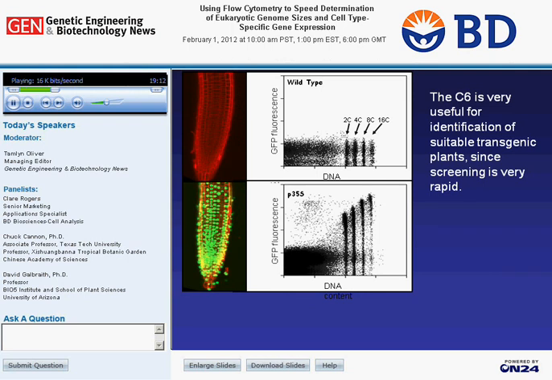In the next slide, what you see is a biparametric analysis of DNA content versus GFP fluorescence, and you can see the position of the endoreduplicated peaks in the dot plot in the control, which is the upper panel, 2C, 4C, 8C, and 16C nuclei. And then in the lower panel, we're using a plant in which a promoter that is constitutively active is making green fluorescence within all of the nuclei. And you can see a region of the nuclei now which are green fluorescence as well as endoreduplicating. So the C6 is very useful for identification of suitable transgenic plants since it allows very rapid screening of large populations.